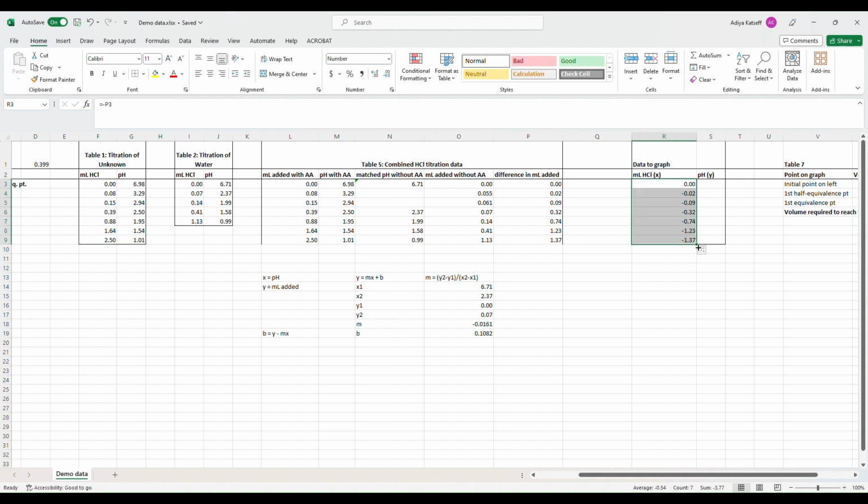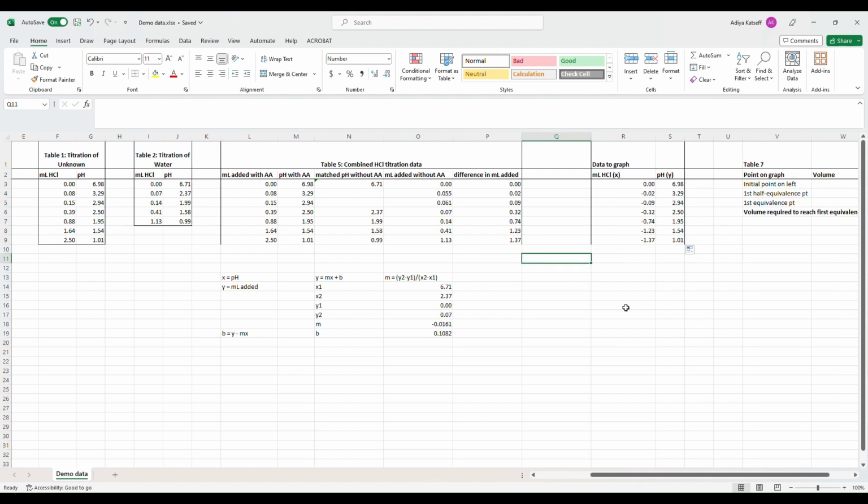Oops, forgot to grab that last one. Great, so now we have all of our x values, and our equivalent y values are right here. These are the pHs that we measured for our amino acid. Great, so now we have our x's and we have our y's, so now it is time to make our titration curve.